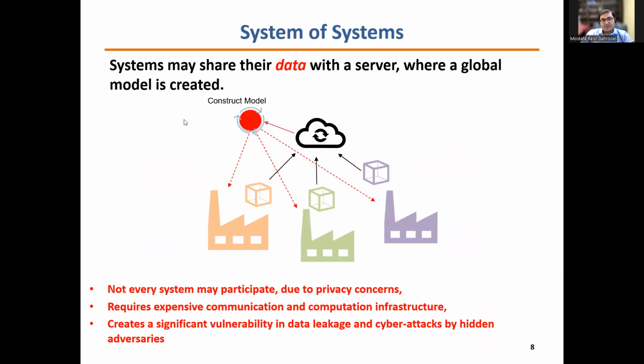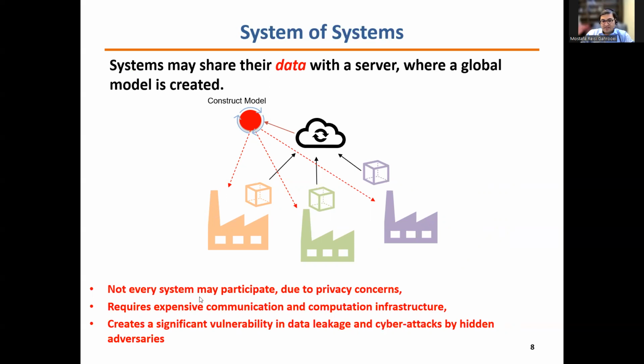To address this challenge, a system may share their data with a server where a global model is created. So each system has its own tensor data, which is shared with a server, and the server constructs a global model, and that global model is then sent back to each system where it can be used, for example, for decision making. But this has challenges.